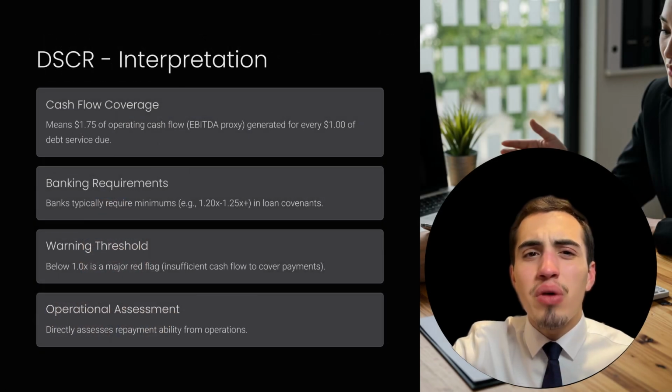A DSCR of 1.75x is quite strong. It indicates that the company generated $1.75 in operating cash flow, using EBITDA as our estimate, for every $1 it needed to cover its scheduled principal and interest payments during the year. Banks often include minimum DSCR levels, frequently 1.2x or 1.25x or higher, in their loan agreements as covenants. Falling below 1x is a significant warning sign, meaning that the company didn't quite generate enough operational cash flow to meet its required debt payments.